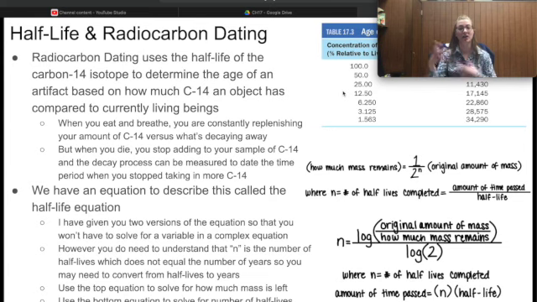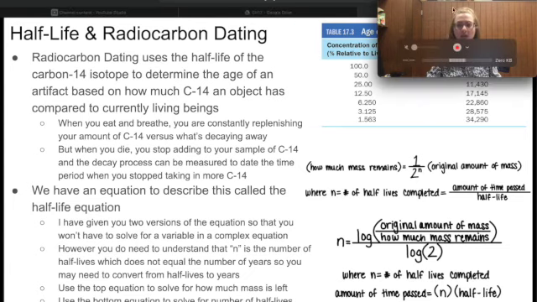When you eat and breathe and drink things and you're interacting with the environment, you're constantly replenishing the amount of carbon-14 in your body versus what might be decaying away. But when you die, sad day, you stop adding to your sample of carbon-14 over time. So the decay process can be measured to date the time where you stop taking in more carbon-14, either the date of creation of an artifact, or, if we're talking about a fossil, the day the fossil stops living. Like if we were thinking about those tree fossils in Wisconsin that I showed you on the first page, we would know when that fossil actually stopped living because it would stop taking in more C14 at that time.